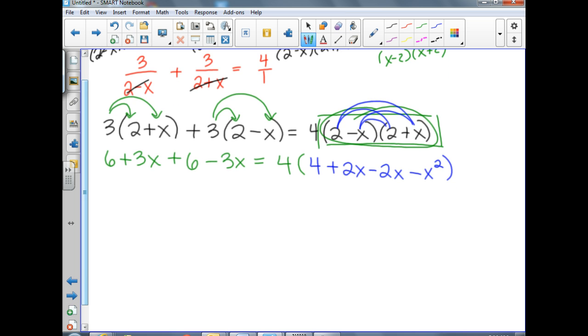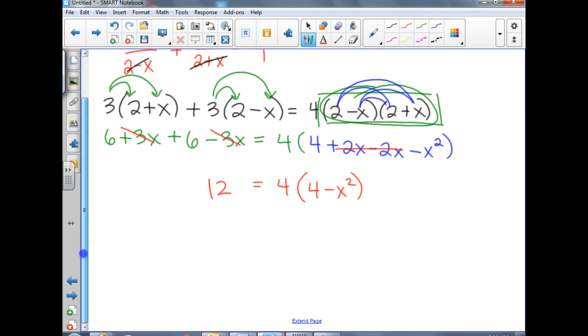So this one just has a lot of simplifying to it. I would combine like terms first. Because when you combine like terms over here, these cancel. So now on the right hand side, we have 4 times 4 minus x squared. What happens over here? Right, you have a positive 3x and a negative 3x, so we just have 12. So now distribute the 4. 12 equals 16 minus 4x squared.